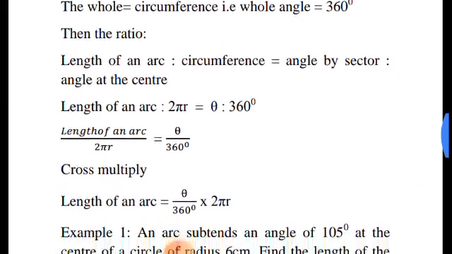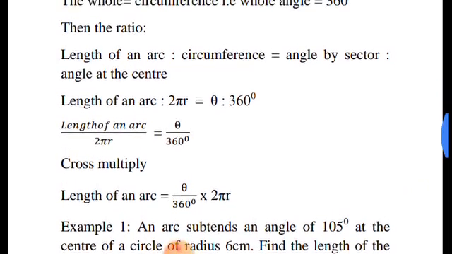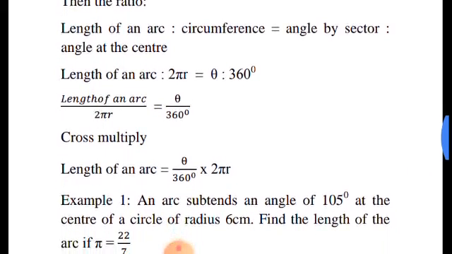Now let's take the first example. Example 1. An arc sustains an angle of 105 degrees at the center of a circle of radius 6 cm. Find the length of the arc if pi is given as 22 over 7. Now what is the first thing to do? The first thing to do is for us to write out the formula for finding the length of an arc.